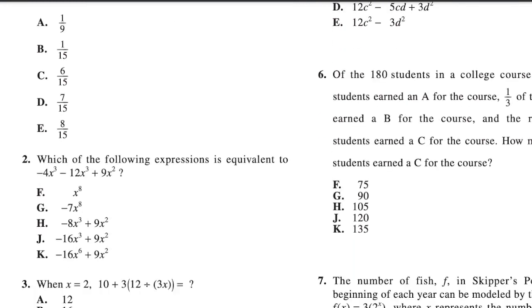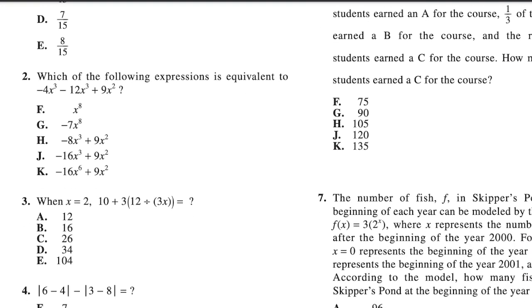Basic problem. Number 2 says, which of the following expressions is equivalent to this? Minus 4x cubed minus 12x cubed plus 9x squared. We can combine these like terms. So this will become what? Negative 16x cubed plus 9x squared.